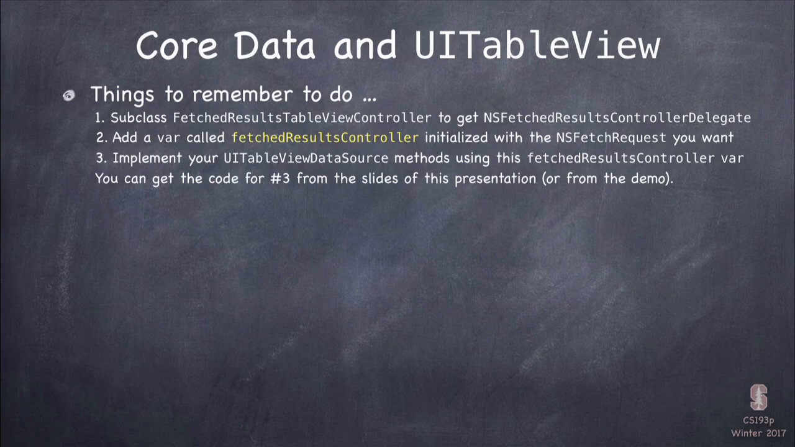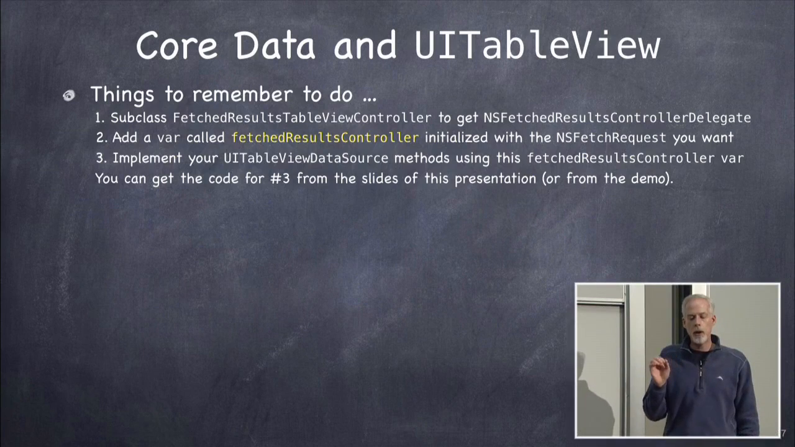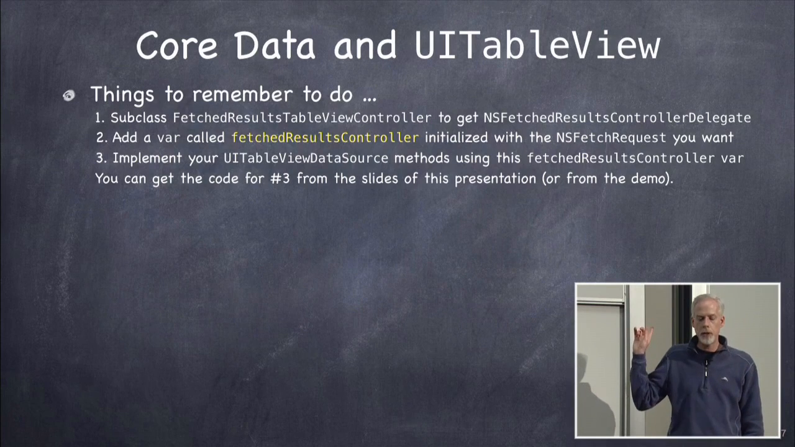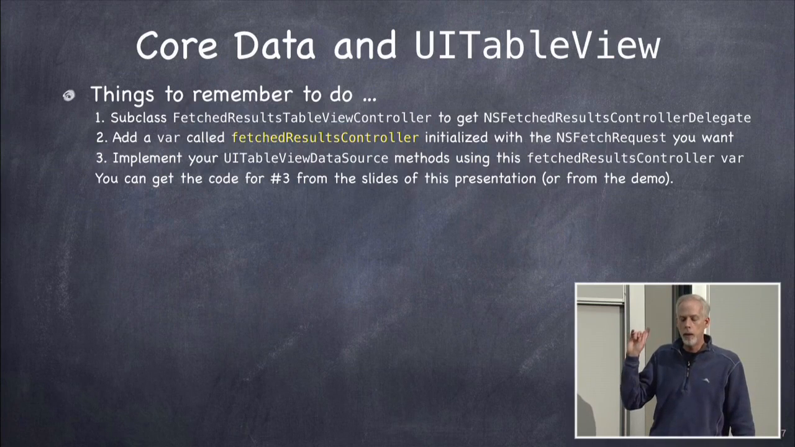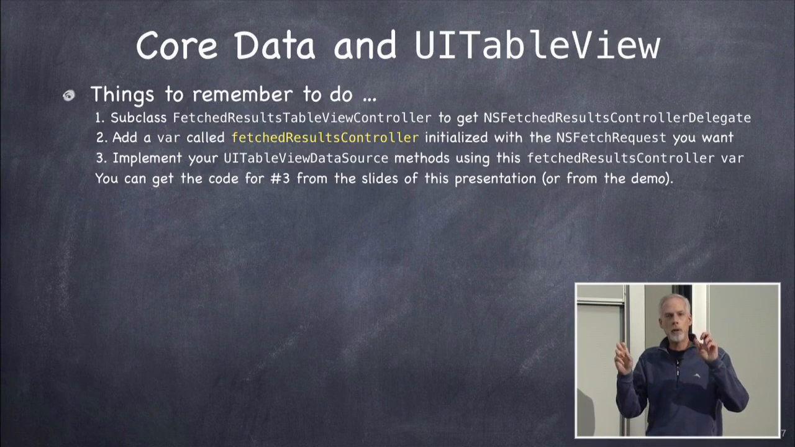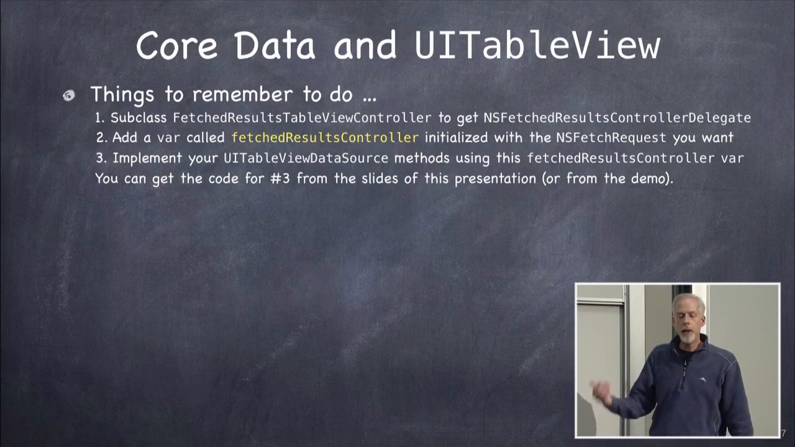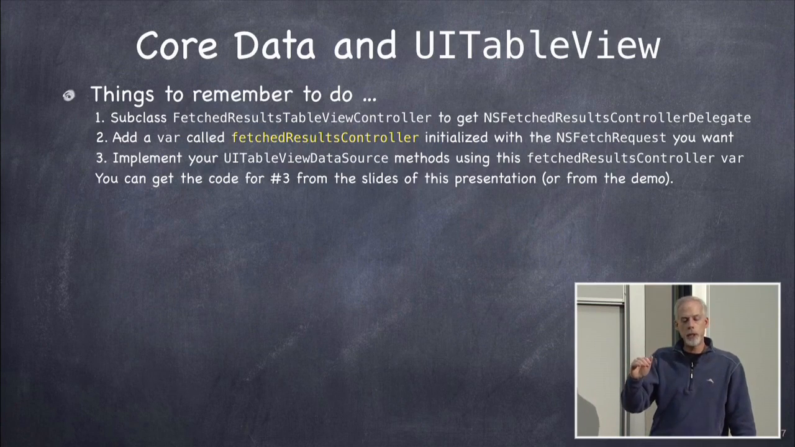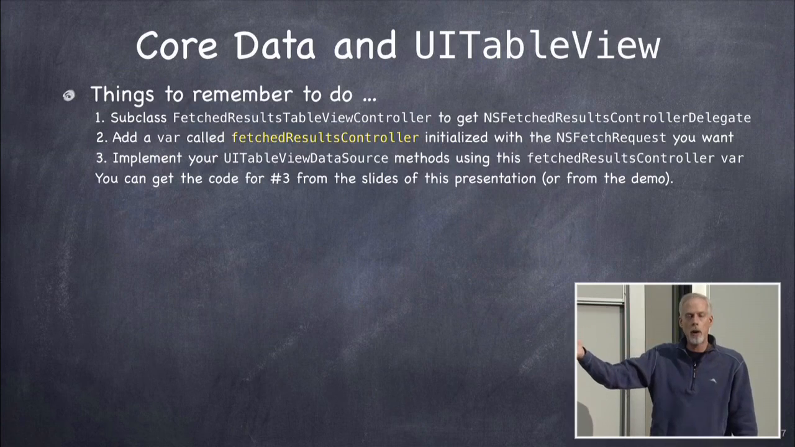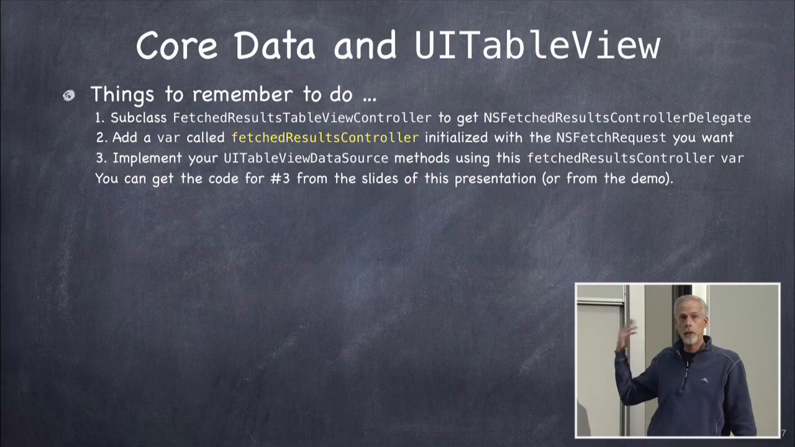Okay, so when you're using Core Data and UITableView, the things to remember are: you're going to subclass FetchedResultsTableViewController, the thing I'm going to give you, so that you implement NSFetchedResultsControllerDelegate. You're going to add a var to your UITableViewController called fetchedResultsController, and you're going to set its value to be an NSFetchedResultsController with the fetch request that you want to populate your table. Then you're going to implement your UITableViewDataSource methods using fetchedResultsController var methods, just like I showed you on the slides. Character for character, you can use the exact same things that are on the slide. And then it's all going to magically work.